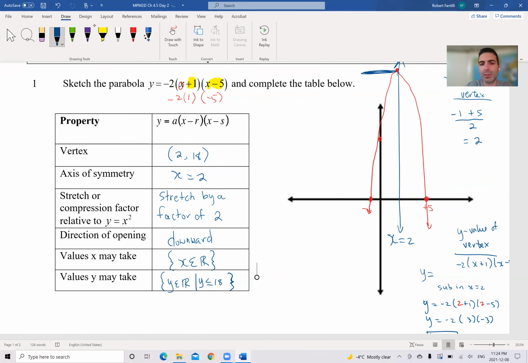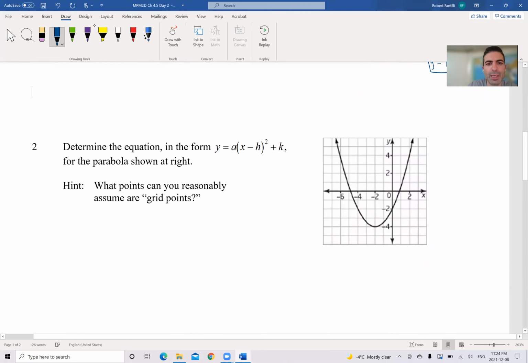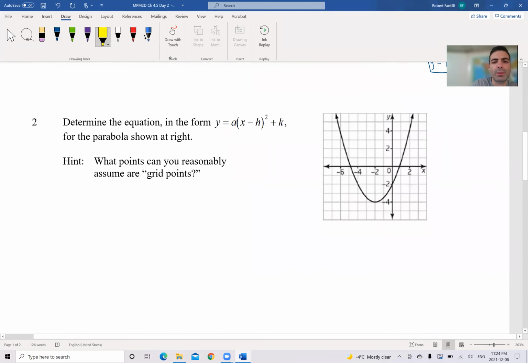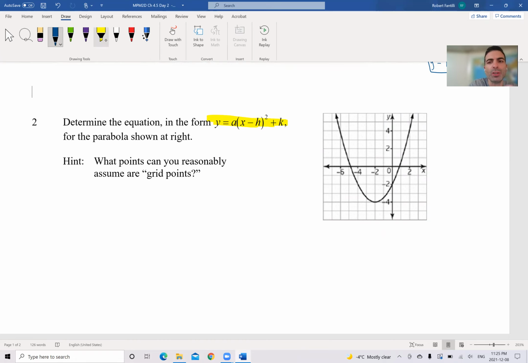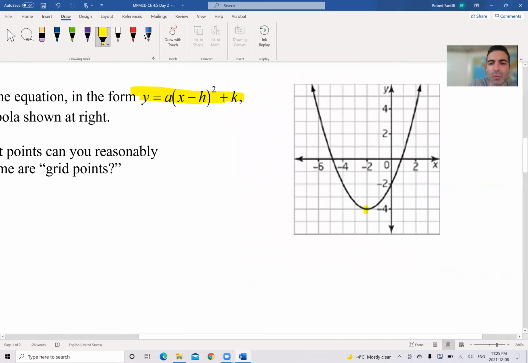Okay, let's look at the next question. Determine the equation in the form, and it gives us vertex form. Okay, there's vertex form. It wants vertex form of the parabola, which is good because when I look at this, it's really difficult to see what those roots are. I can't tell where that is. Is that 7/8? Is that negative 4 point something? I have no idea. But the vertex is more obvious.